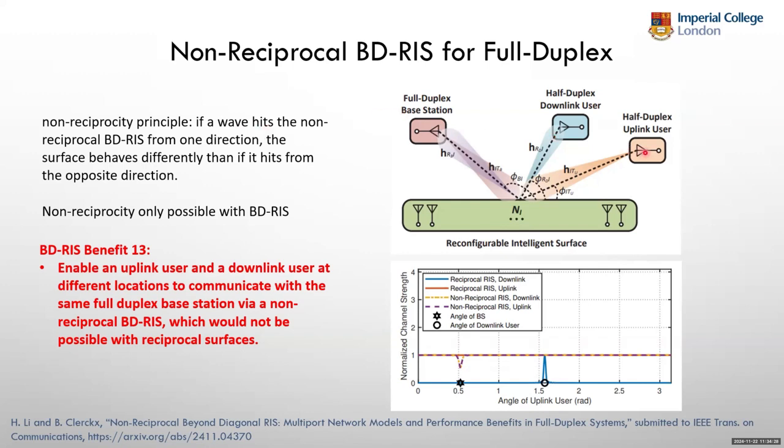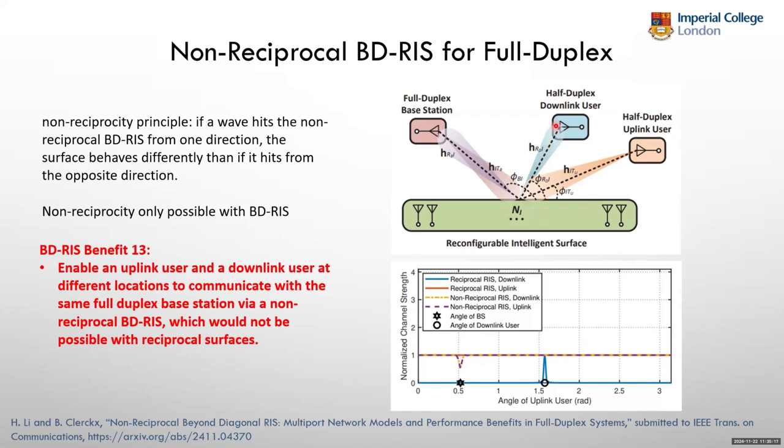So here, if I have a user in orange transmitting a wave that impinges on the surface, it is reflected by the surface and received by a base station. Good. Now, if this base station transmits the wave and I have a reciprocal RIS, the wave will come back to the RIS and be reflected in the direction of the orange user. But with a non-reciprocal RIS, the orange user can transmit a wave that is reflected by the RIS to the base station, while the base station transmits a wave that is reflected in a different direction than the orange user, for instance to a blue user.